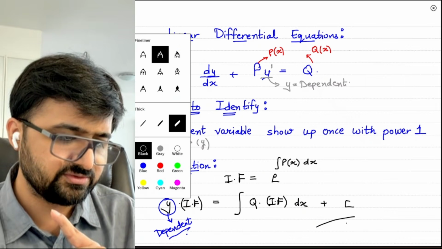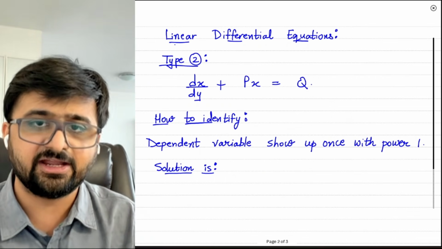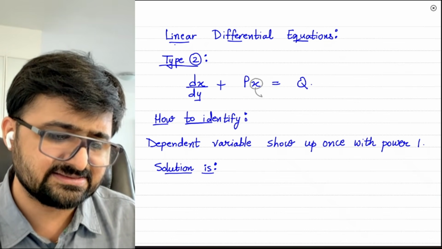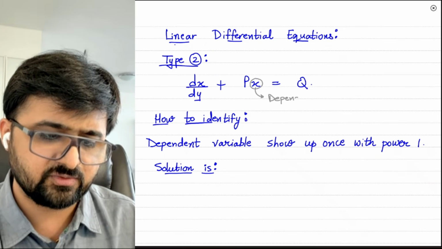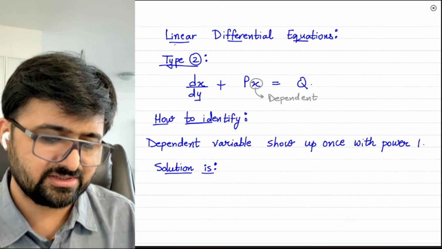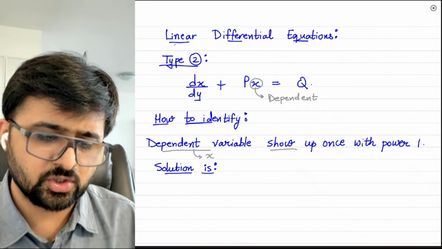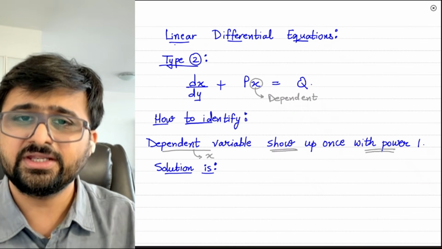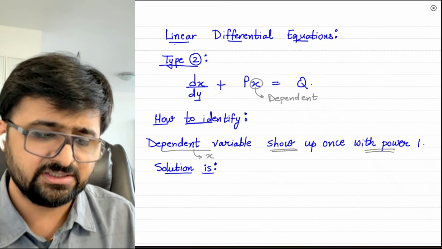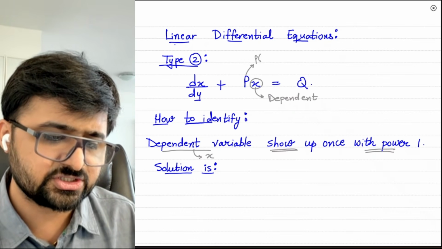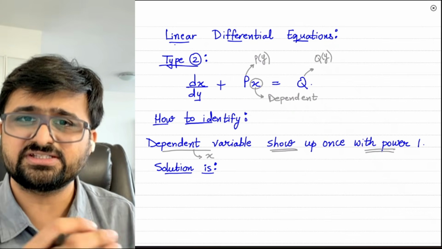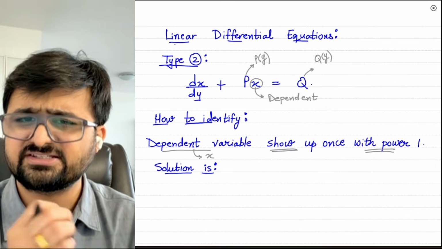All right, now let's move on to the next type, which is dx/dy + Px = Q. Here, if you notice, x is the dependent variable, and it occurs only once with power 1. If that happens, you immediately know that instead of y, now x is the dependent variable. And obviously here P is a function of y and Q is a function of y. It's the exact same approach. They have just switched the variable names. Students get so much confused here.